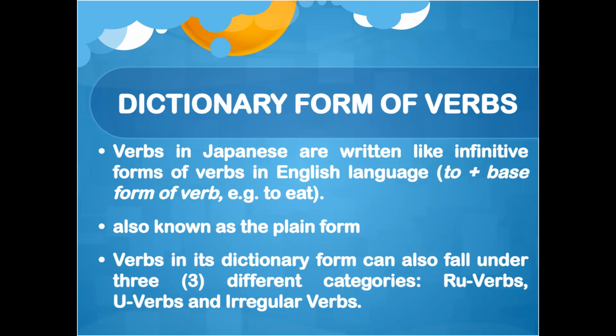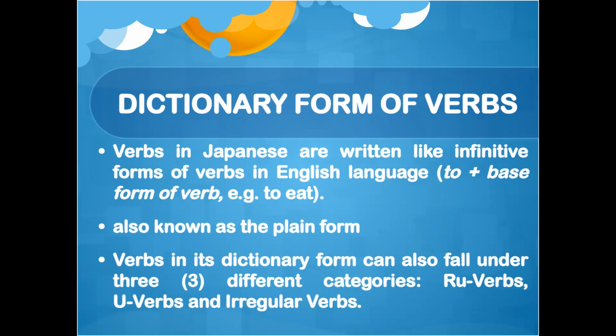The first thing that you should learn also in tackling verbs in Japanese is that you must know its form if it is similar with the English language. And verbs in Japanese are written like infinitive forms of verbs in English. So when we say infinitive, that is having the structure preposition to plus the base form of the verb, like the verb to eat. And commonly that functions as a noun also in the English language. However, in Japanese, it functions as a verb. And this dictionary form is also known as the plain form that frequently appears in casual conversation and is also used in different grammatical expressions.